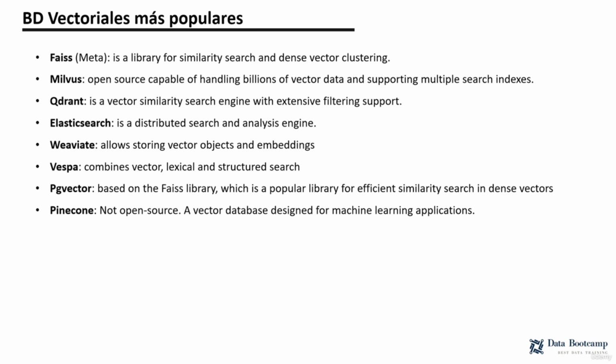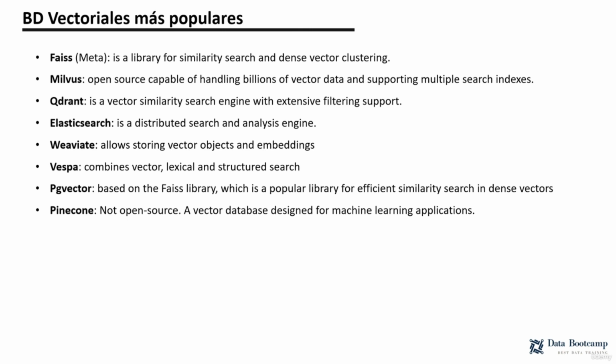Next, we have Milvus, an open-source vector database capable of managing large vector datasets. Milvus supports multiple search indices and has built-in filtering capabilities. Another database is Qdrant, a vector similarity search engine and vector database that provides a production service complete with an API for utilization. Elasticsearch, another widely recognized platform, is a distributed search and analytics engine that also supports vector fields. It provides support for efficiently indexing and searching vectors.